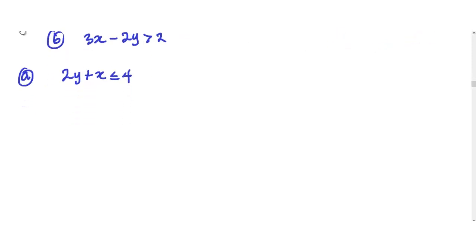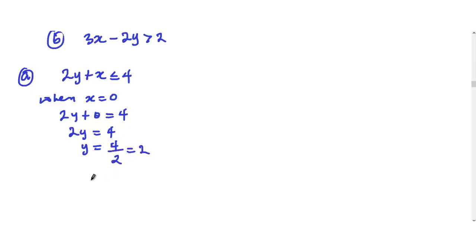All right, so we are going to be using their intercepts to plot the graph. So we start with when x is equal to 0. Writing this in the corresponding equation, we are going to have 2y plus 0 is equal to 4. So 2y will now be equal to 4, so y will now be equal to 4 over 2, which will give us 2.